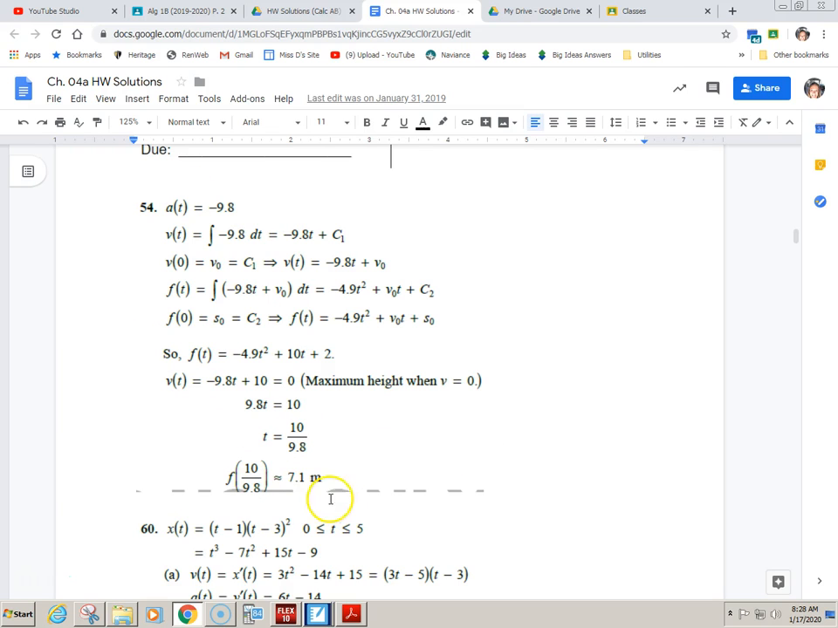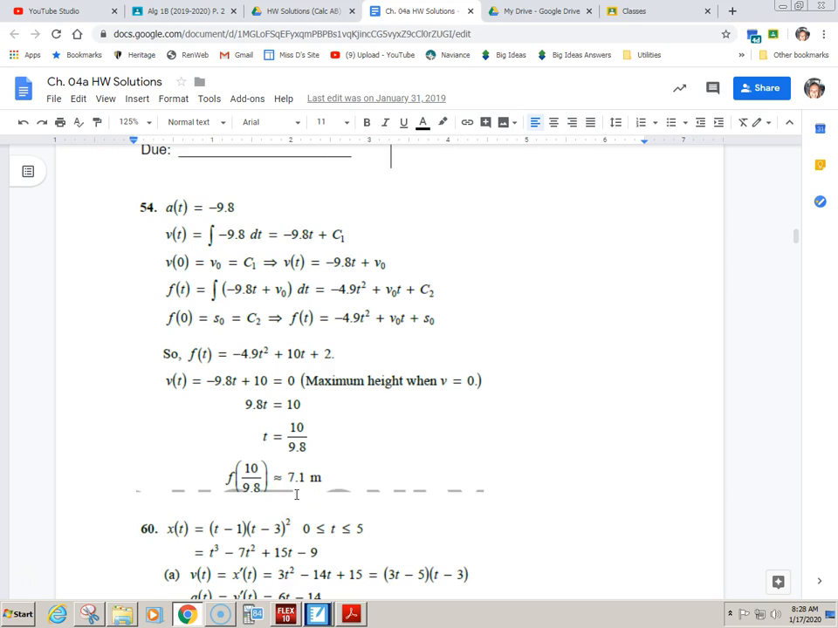I believe it was just looking for position, but you had to go looking for time first, using the clue that a max always happens when velocity is 0, plugging in gravity with an initial velocity. Your final position, I'm guessing when it hits its max, how high does it go? Is 7.1 meters. Did I get there?